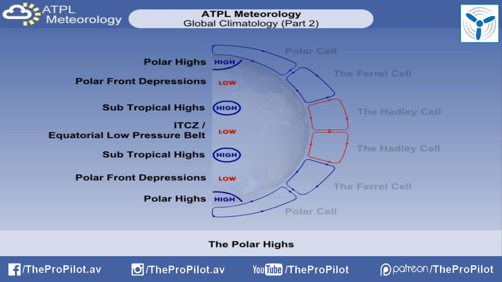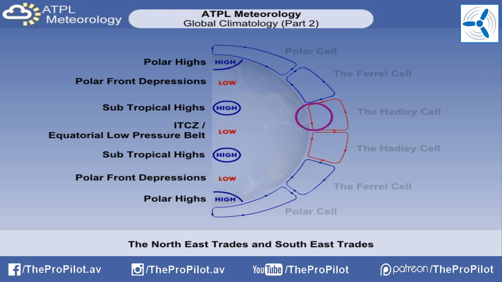Next, we will look at the surface wind flow across the globe using the pressure systems and our knowledge of surface wind theory. Going back to examine the area on the surface within the Hadley cells, it is obvious here and here that air is moving from the subtropical high and into the ITCZ.